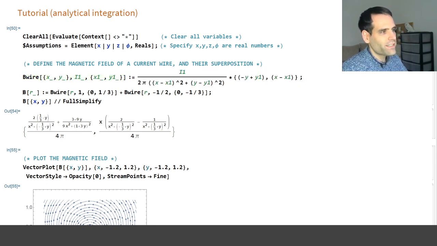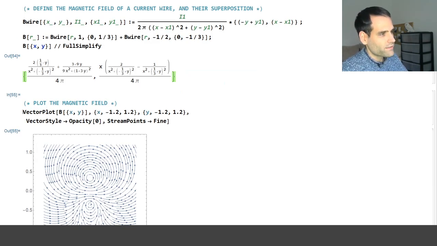And then what I do is that the total magnetic field, which is a function of position, is equal to the addition of two copies of this thing above, with the difference that the first wire is going to have a current of 1, and it's going to be located at x1 equals 0, y1 equals 1/3, and the second wire is going to have a current of -0.5, and it's going to be located at position x equals 0 and y equals -1/3. So then I add those up and I simplify, and I get the result. So this is the magnetic field produced by the two wires.